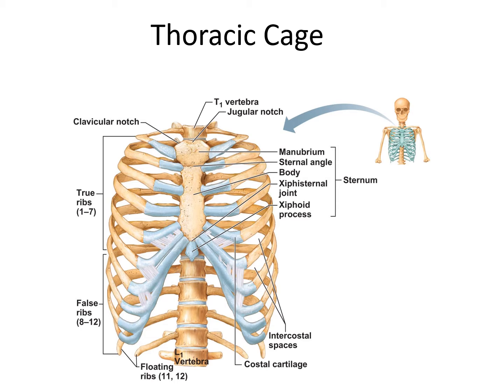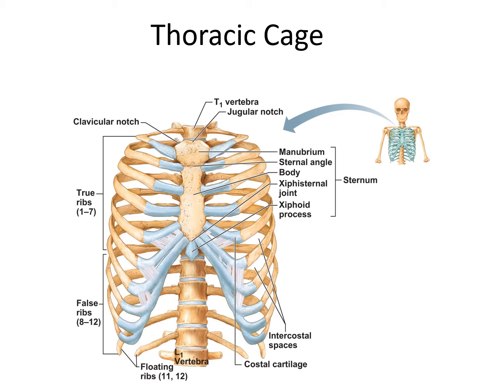You have 12 ribs, regardless if you are male or female. The first 7 ribs articulate directly with the sternum through what's called costal cartilage. We have cartilage articulating with the sternum rather than bone to give some movement and flexibility here so the chest can expand as you inhale. These first 7 that articulate directly with the sternum are referred to as true ribs.